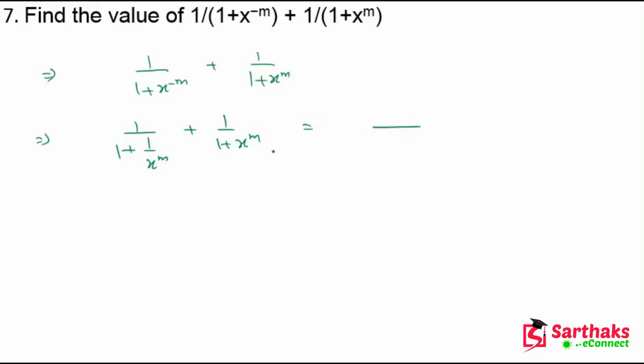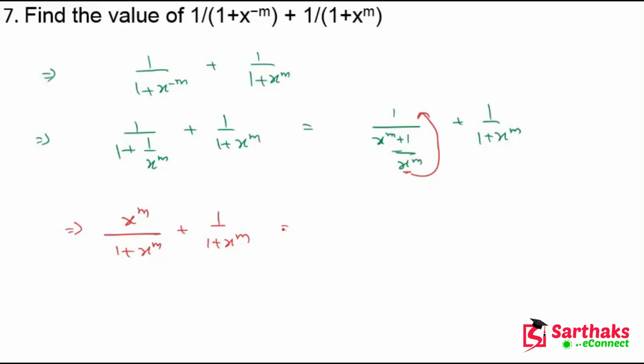So if we take x raised to power m as the LCM, here we get x raised to power m plus 1, and this is 1 plus 1 upon 1 plus x raised to power m. Now this x raised to power m will go in the numerator, so this will become x raised to power m upon 1 plus x raised to power m. Okay, plus 1 upon 1 plus x raised to power m. Now we can take the LCM, which is 1 plus x raised to power m, and this will become x raised to power m plus 1, and this is the same numerator and denominator, so this will become 1. So this is the answer.